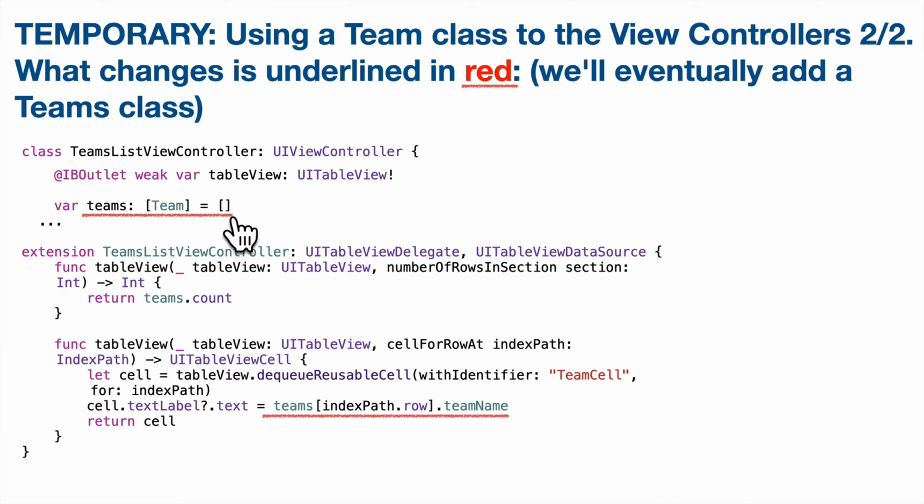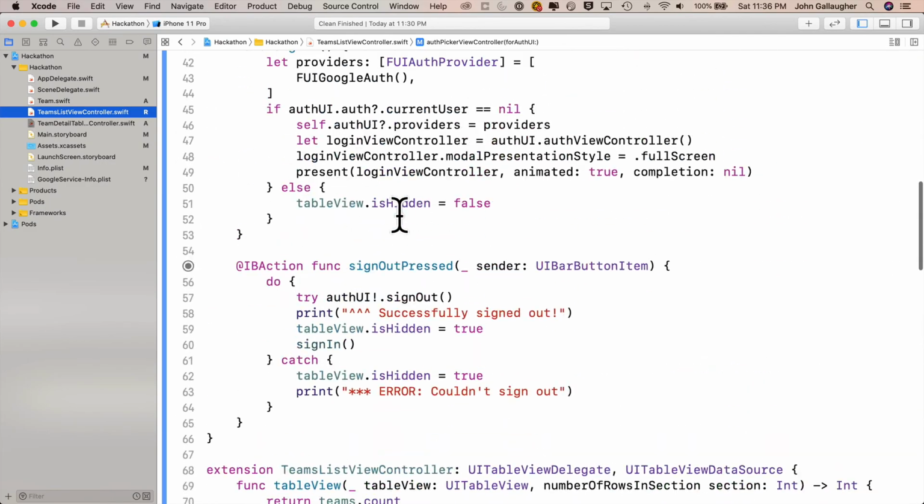Now in the next video, we're going to create a Teams class to handle loading all the teams at once, but for now, just to get things working, we'll set up our teams property in TeamListViewController to an empty array of type Team, and we'll set the text label of the cell to update with the teams array element's teamName property. So we'll head to TeamListViewController.swift.